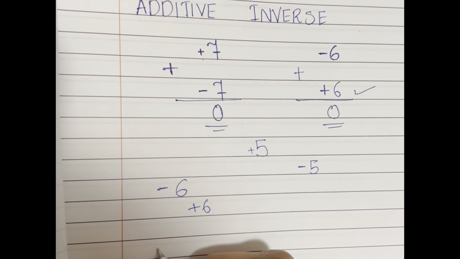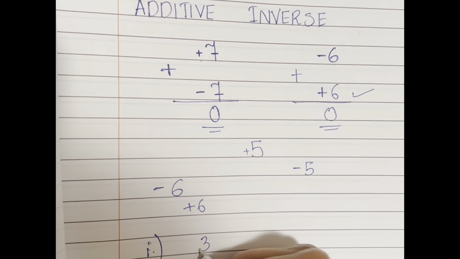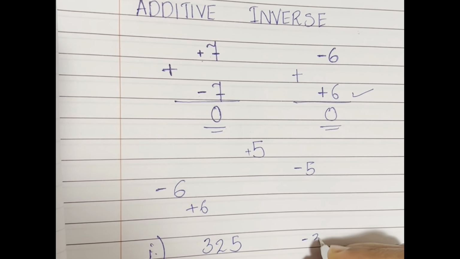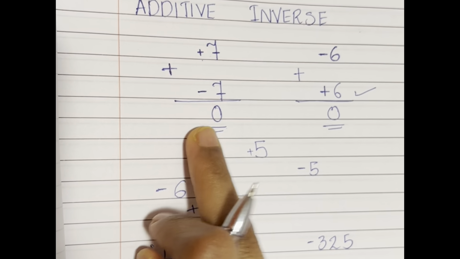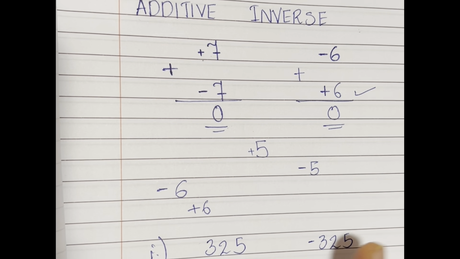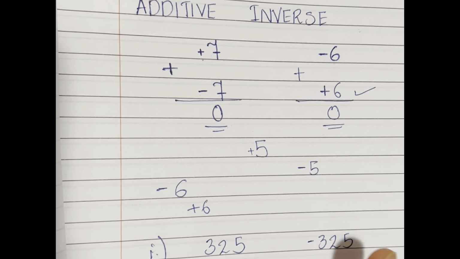So now one question will be there, like find the additive inverse of 325. It's simple. Additive inverse of 325 will be minus 325. It's opposite. Why? The reason is when you add them, you will get 0. When you add 325 plus minus 325, you're getting 0, right? So that is why this is the additive inverse of this. Similarly, you can say this is the additive inverse of this.